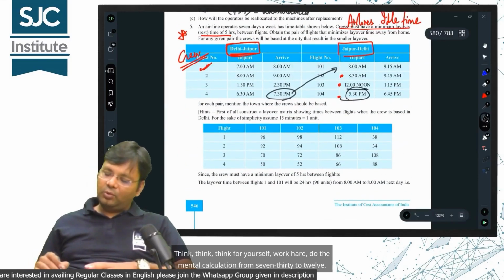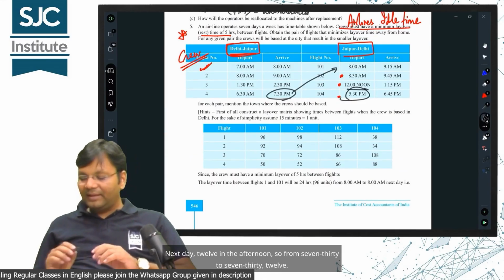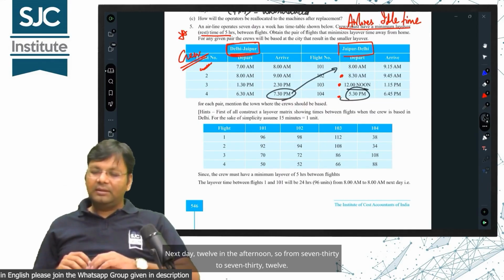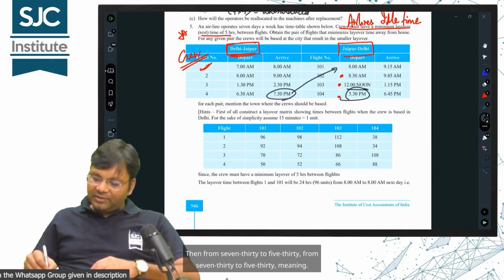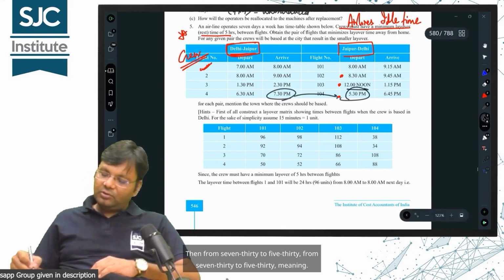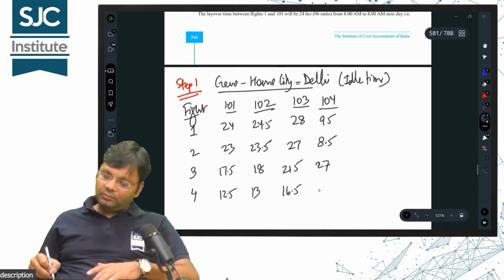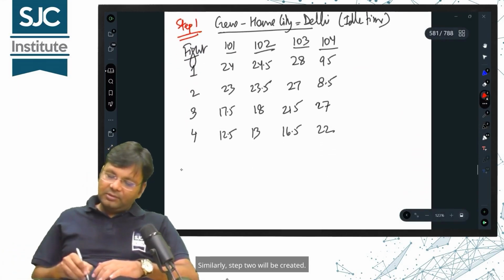Think for yourself, work hard, do the mental calculation from 7:30 to 12. Next day, 12 in the afternoon, so from 7:30 to 7:30, 12. After that, 12, 4.5 hours more. Then from 7:30 to 5:30, meaning next day, 22 hours. This is how step 1 happened. Similarly, step 2 will be created.